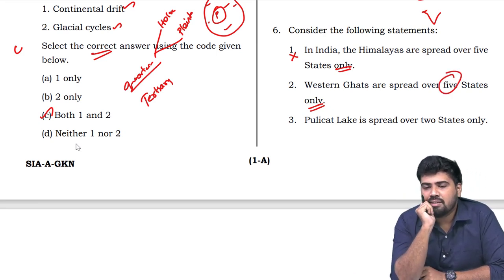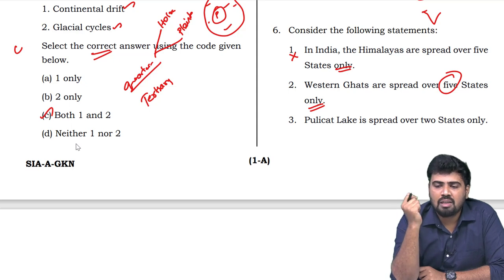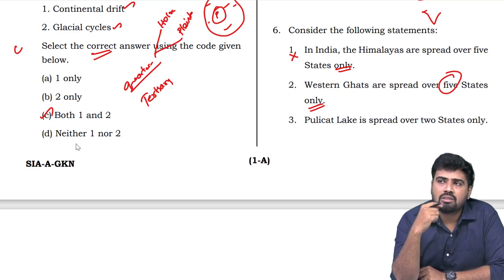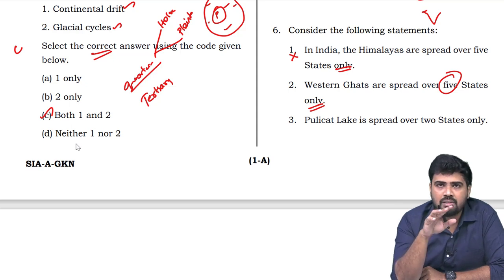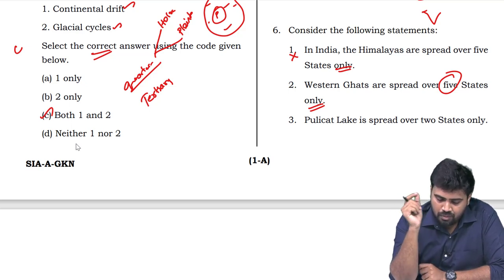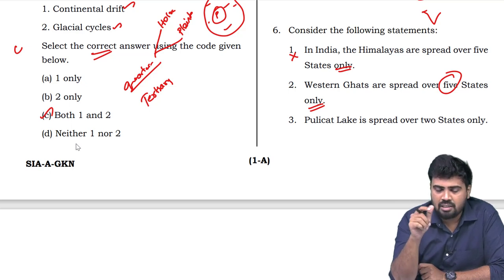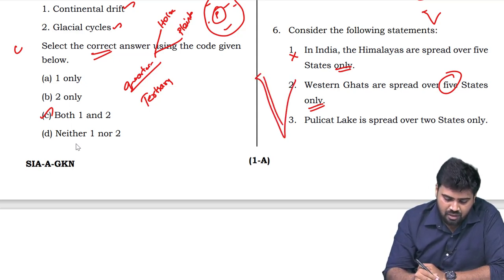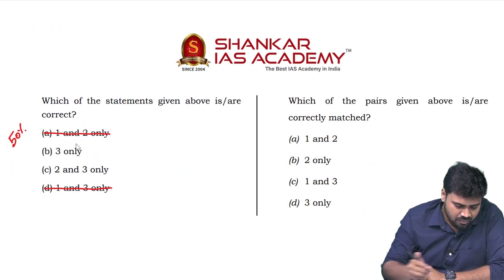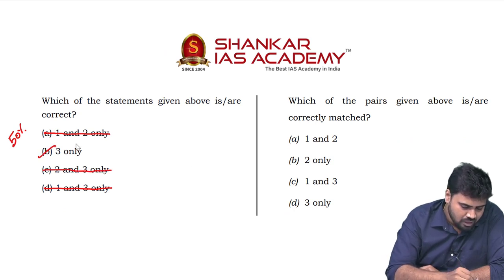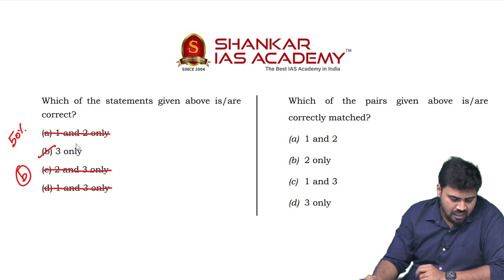See, this is very significant because due to human impact and ecological destruction, the Western Ghats is undergoing major changes. The Kasturirangan report, particularly on Himalayan ecosystem and Western Ghats, is also very relevant, particularly for current affairs. So now coming back to the point, Western Ghats are spread over 5 states only. It is not 5 states, it is 6 states. For example, Gujarat, Maharashtra, Goa, Karnataka, Kerala and Tamil Nadu, 6 states. So second statement is wrong. So we can eliminate option C. So only option left is option B. 3 only.